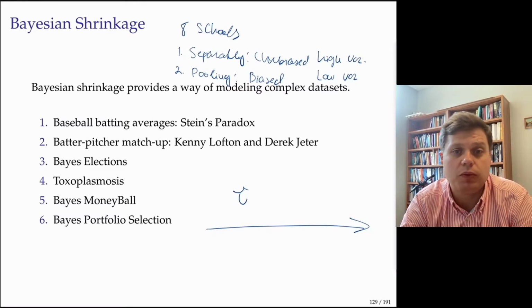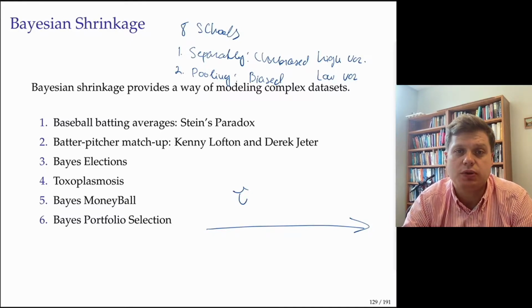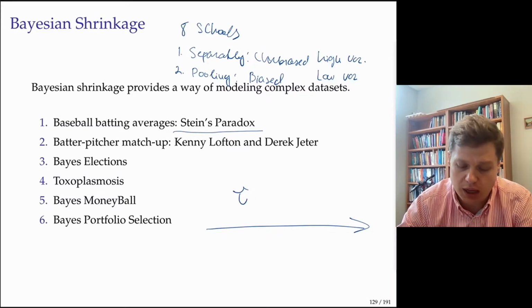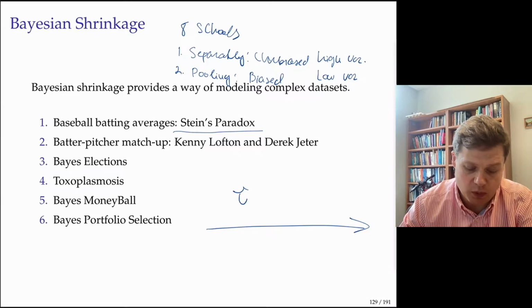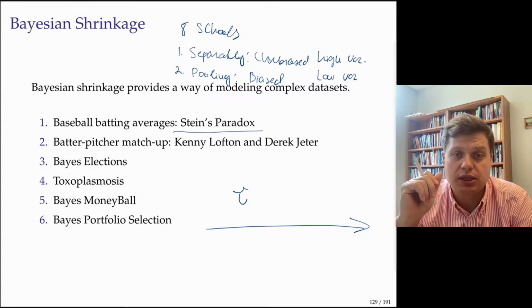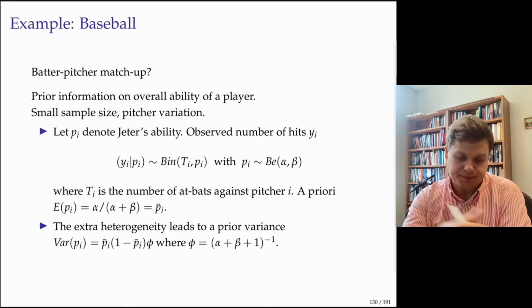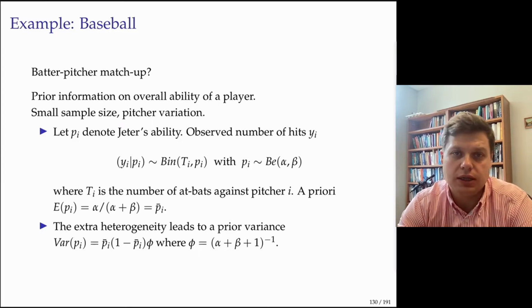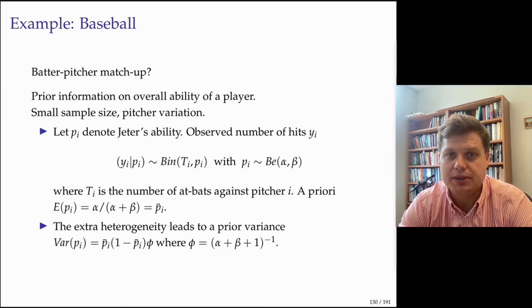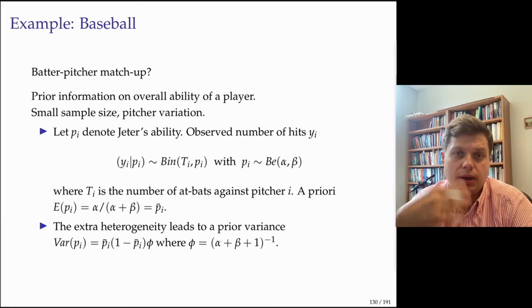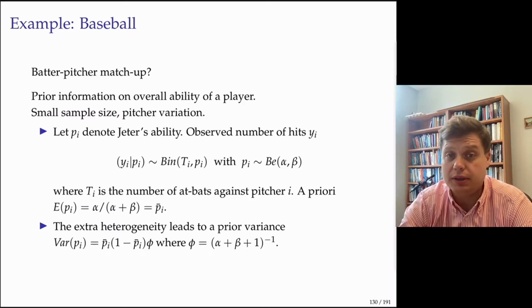We're going to see a couple more examples of Bayesian shrinkage. We're going to see the baseball batting average, and we talked about Stein's paradox. And we're going to look at Bayesian elections and portfolio selection. So we will apply this Bayesian analysis to analyze performance of batters, and we'll look at this batter-pitcher matchup. We're going to assume some prior on the ability of a player, and we have a small sample size, and there is variation from pitcher to pitcher.